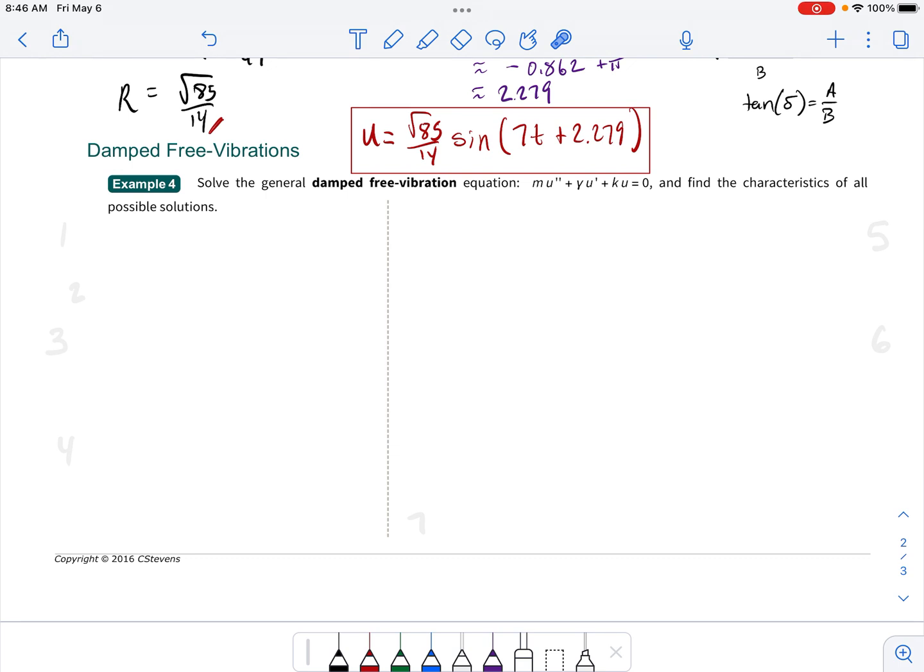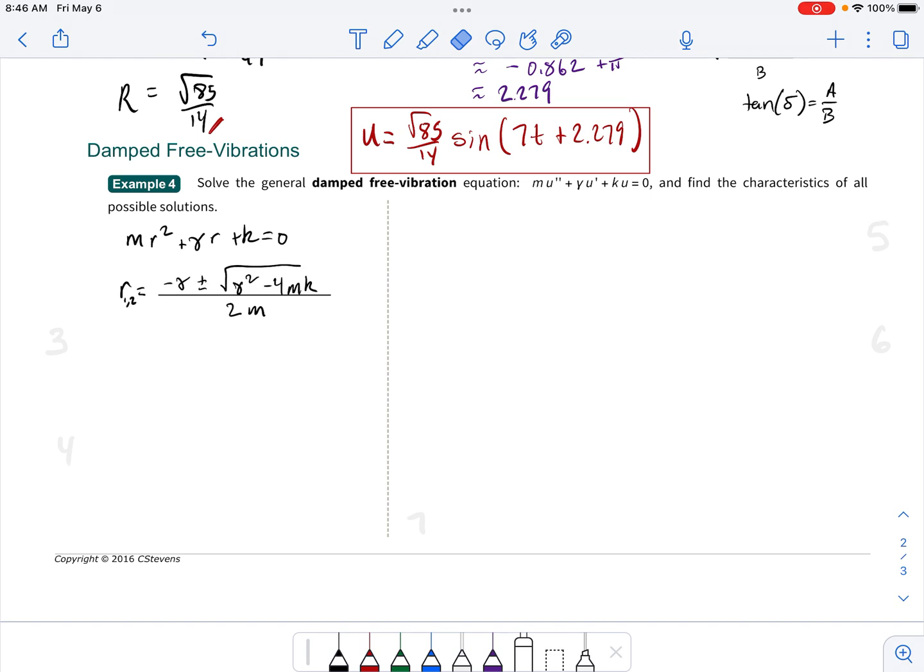So let's start out with this damped free vibration equation here: m u double prime plus gamma u prime plus k u equals 0. And this type of system has multiple different solutions and characteristics. If we solve it in general, the characteristic polynomial is m r squared plus gamma r plus k equals 0. We'll have to use the quadratic formula to find the zeros for that.